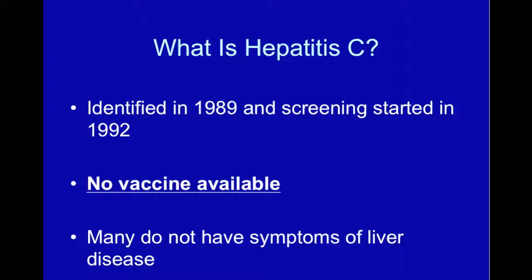Many folks do not have symptoms of liver disease at all. A lot of people that have come through the class have had a hepatitis C screening or a hepatitis screening panel, and that's how their provider has discovered that they have hepatitis, not because of any symptoms, but because of doing the hepatitis screening panel. So it can sit dormant in your system for up to 40 years.